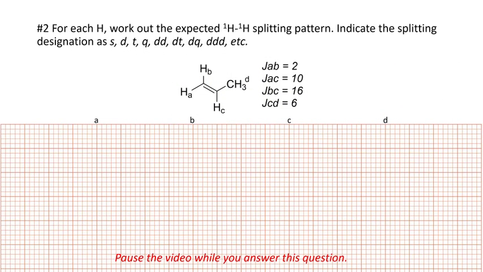Number 2, for each H, work out the expected proton-proton splitting pattern, indicating the splitting designation as singlet, doublet, triplet, quartet, doublet of doublets, double triplets, double quartets, doublet of doublet of doublets, etc. Take your time. Graph paper works really nicely for this, but if you don't have graph paper, just kind of sketch it out, see how well you can do. Restart the video and we'll talk about it.